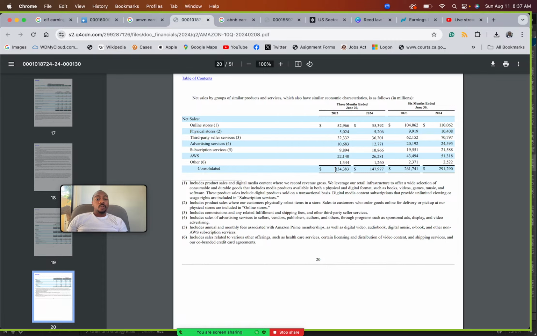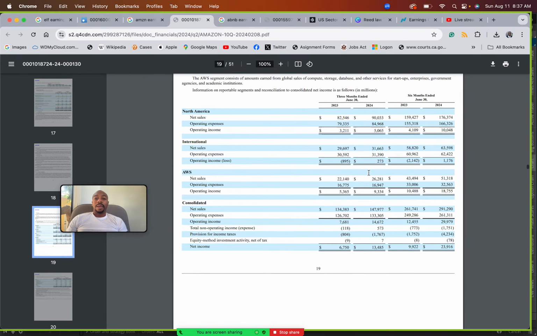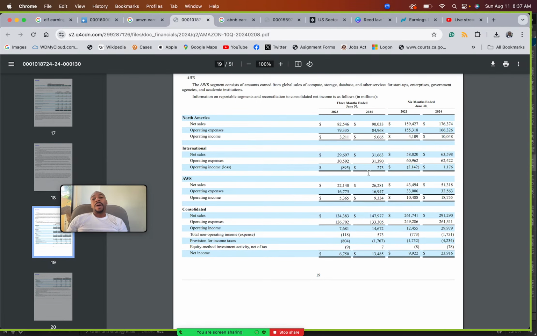But if you look at the revenue from last quarter, it was 134.3 billion. Now it's 147.9 billion, right? Amazon is a good company that is still growing. Now you might say, well, it's growing a little slower, but grabbing this on a 20% pullback, my thing is, do the reported financials justify a 20% pullback or 22% pullback?